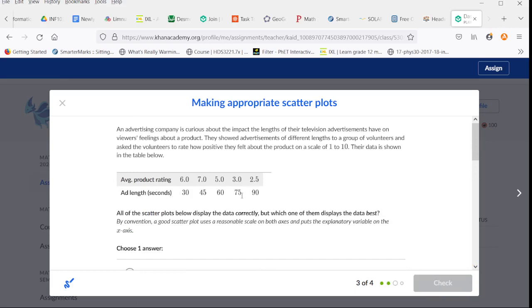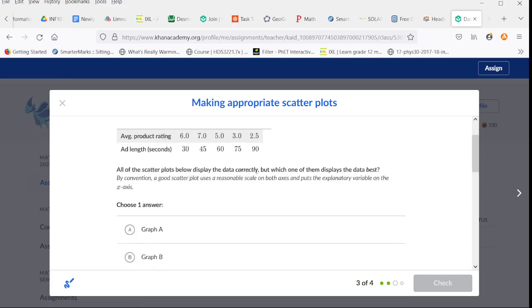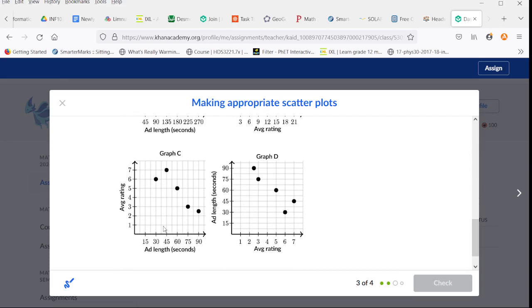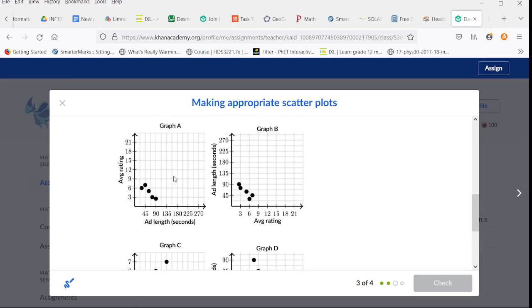Now here, the ad length and the average product rating. So they want to see how they feel about the product on a scale of 1 to 10. So they're making the ads first and then asking people to vote on them. So the ad length is what we're controlling. That's got to be horizontal. And the product rating is what happens as a consequence. That's on the vertical. So we want the ad length on the horizontal, the average rating on the vertical, with the data nice and spaced out. So that is graph C.